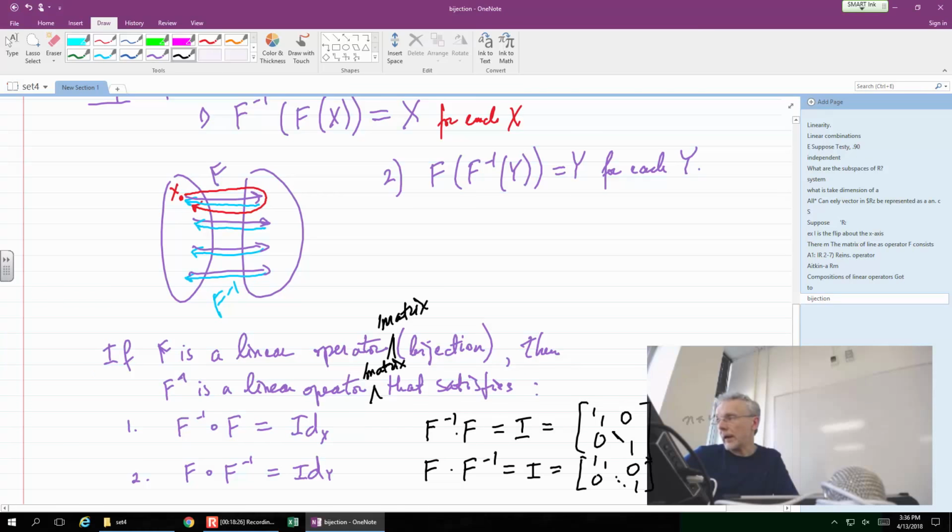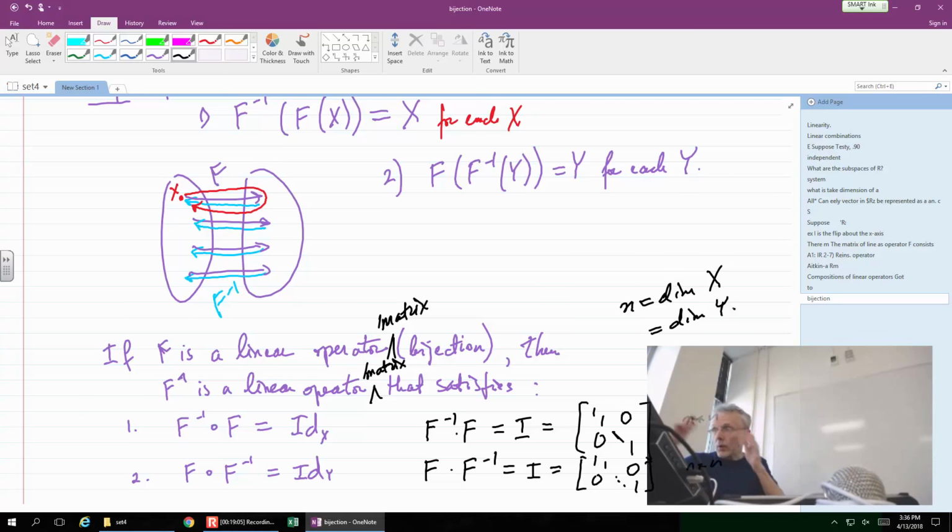So all of these are n by n, where what is n? N is the dimension of the space x, which is the same as the dimension of the space y. Otherwise, we would not be able to have a bijection. That is also to be demonstrated, but we will just accept this. So once again, you can only have a bijection between two Euclidean spaces of the same dimension, in which case the matrices are square matrices, n by n, and they satisfy these identities on the right.